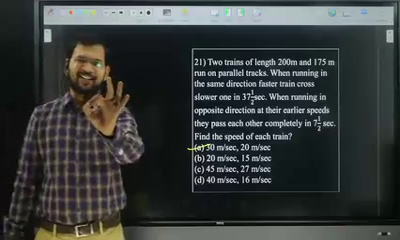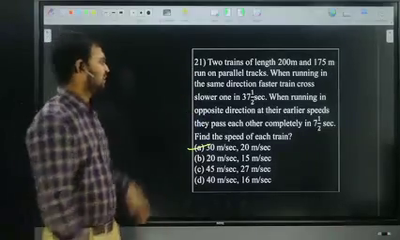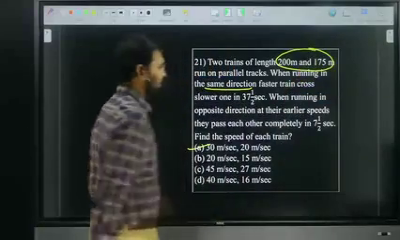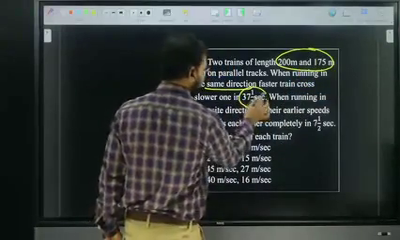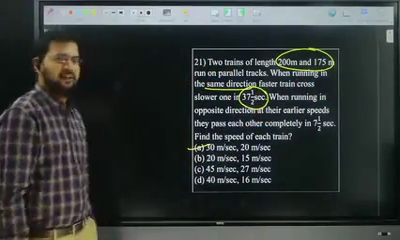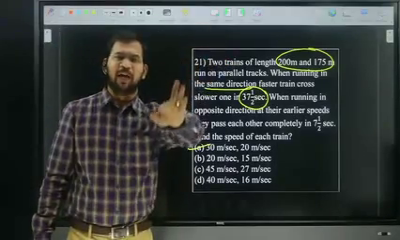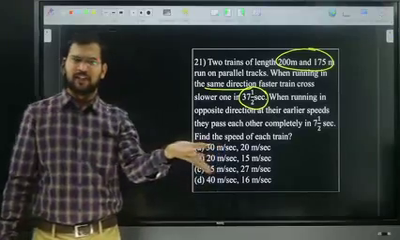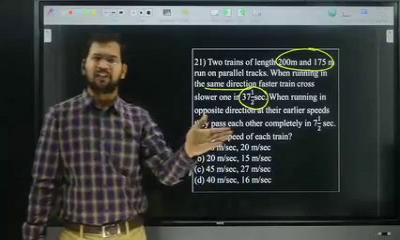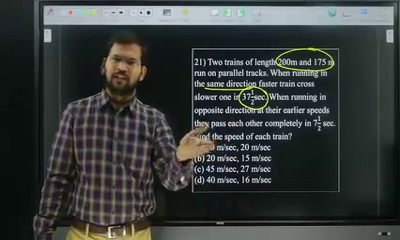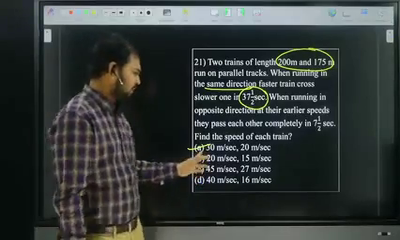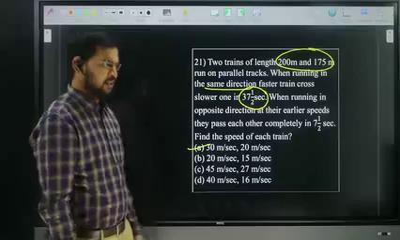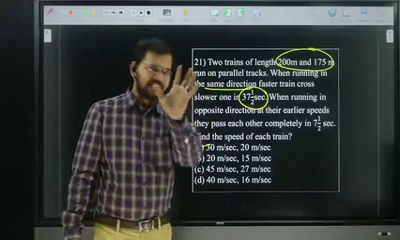Option A. That is your answer, within a second. Same direction, so 375 by 37.5 is nothing but 10 meters per second. Therefore, S1 minus S2 is equal to 10 meters per second. The difference of their speeds is 10 meters per second. See the options. Which option has 10 meters per second? Your option is A, straight away, within seconds.